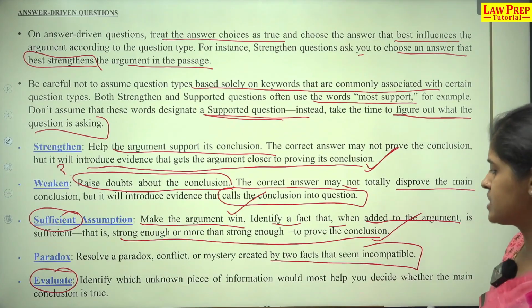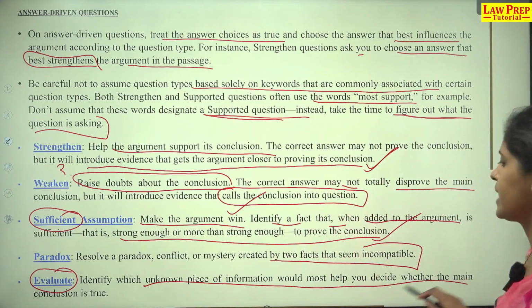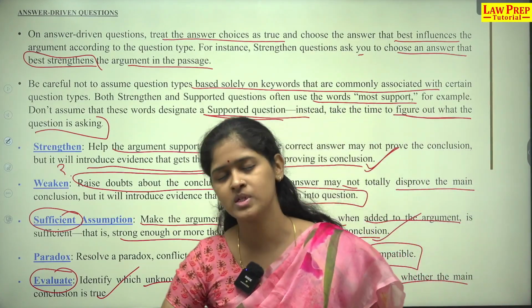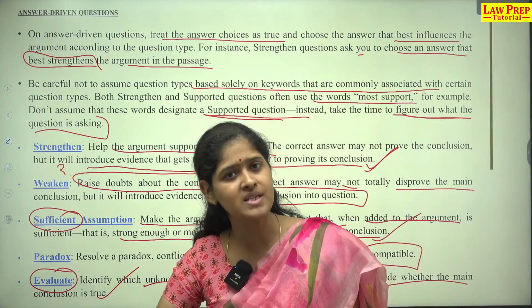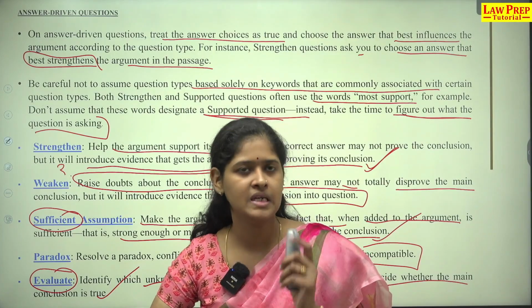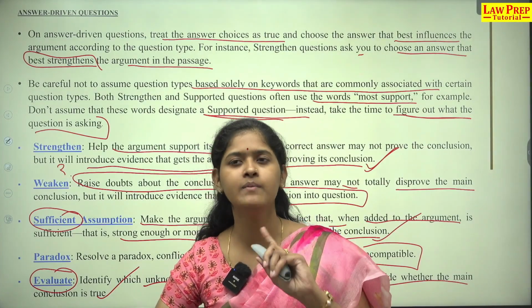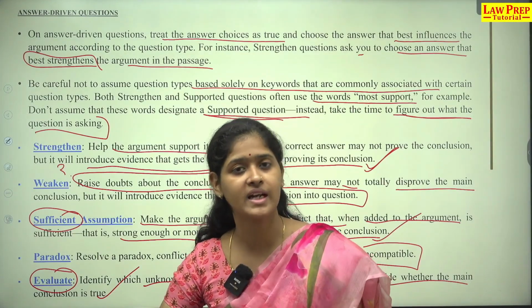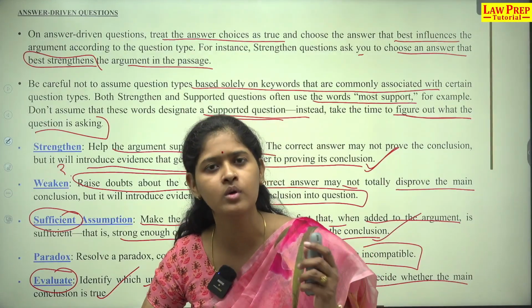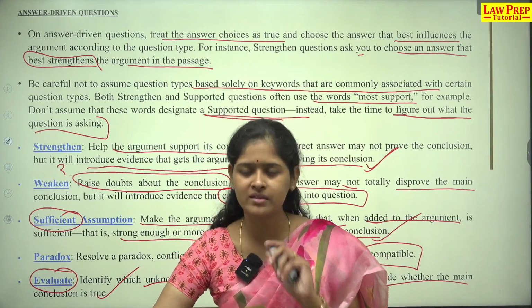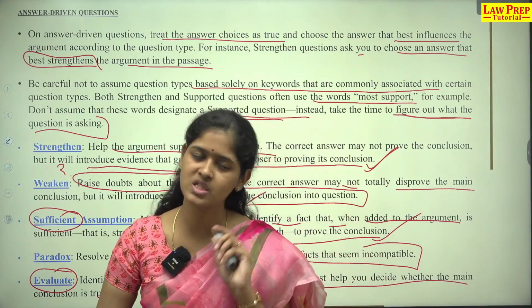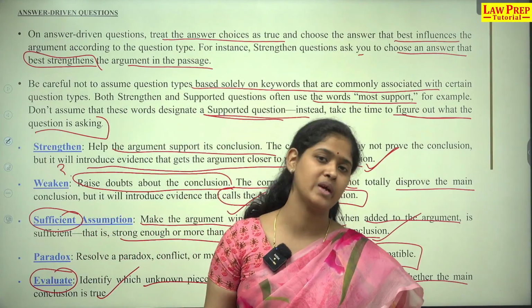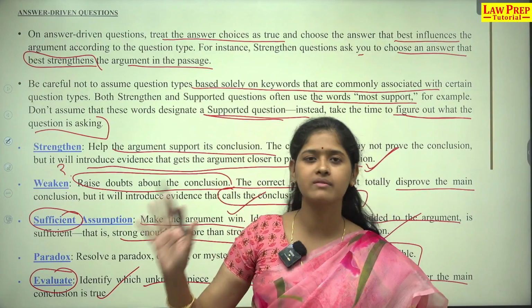Identify which unknown piece of information would most help you decide whether the main conclusion is true. See, unknown question का मतलब होता है, unknown information का मतलब है it will not be in the passage but again it will be related to the passage. Evaluate the author's argument question आता है when you are asked to evaluate whether the author's argument is effective, it's correct or not. In that case you of course have to take external information. External information का मतलब है which is not in the passage, which is fine, लेकिन it has to simply be an answer to your question.